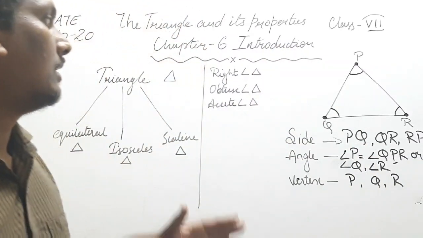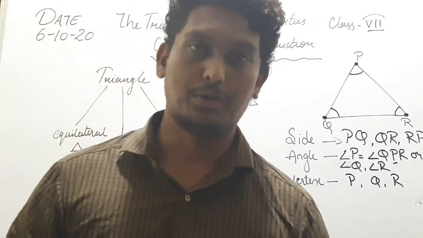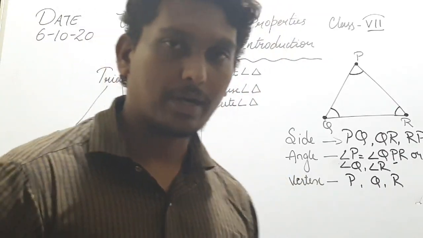Okay, we have now the other section for the triangle, that is median and altitude. Okay, first just go through it.